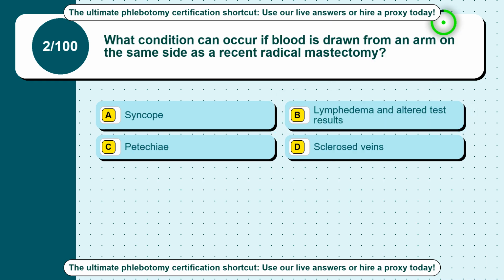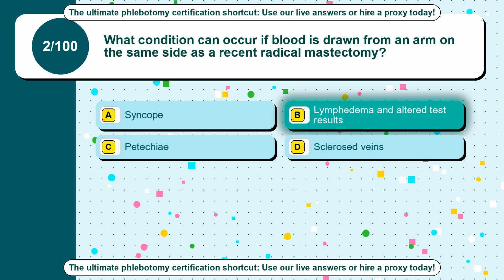Question 2. What condition can occur if blood is drawn from an arm on the same side as a recent radical mastectomy? Option A. Syncope. Option B. Lymphedema and altered test results. Option C. Petechiae. Option D. Sclerosed veins. The correct answer is option B.